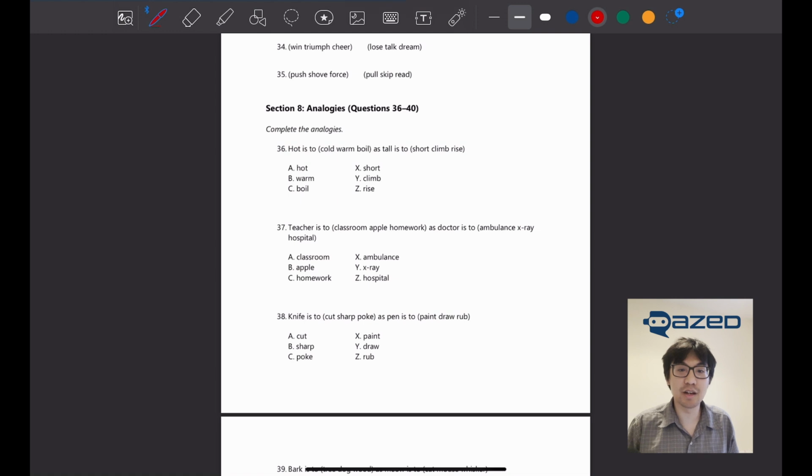Let's move on to section 8, analogies. In this section, you'll get something is like something, like a simile, or it could be opposites, and then there's another group, and you have to relate it in the same manner.